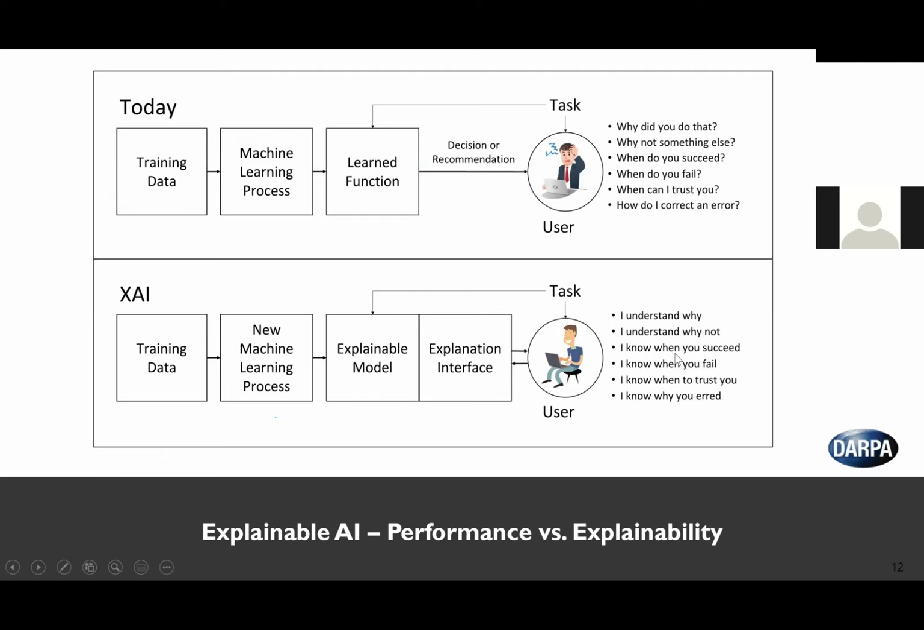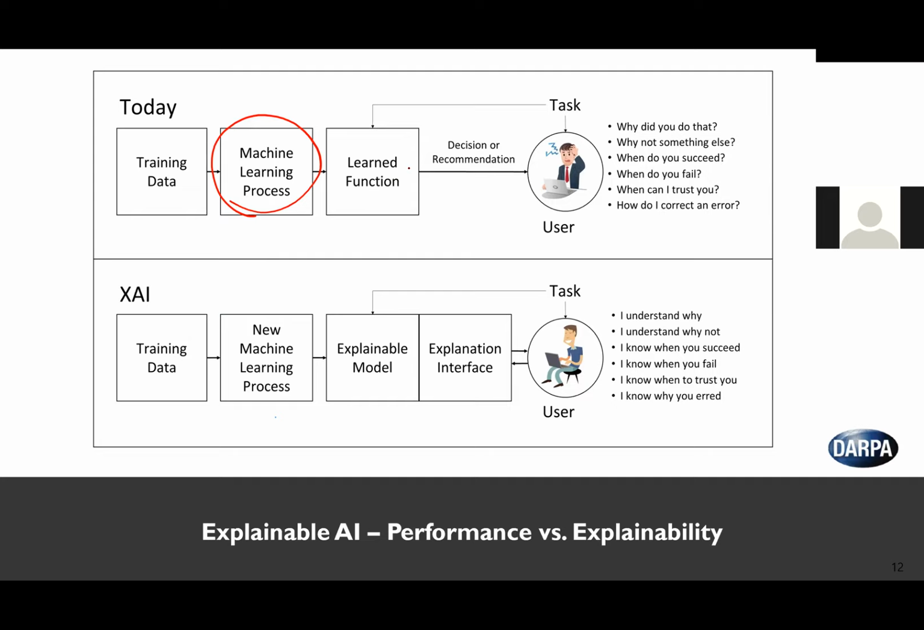Previously, without an explainable AI model, we have training data and the machine learning process, as written here. And we have a learned function, and we may not know: Why did you do that? Why not something else? When do you succeed? When do you fail? When can I trust? How do I correct an error?